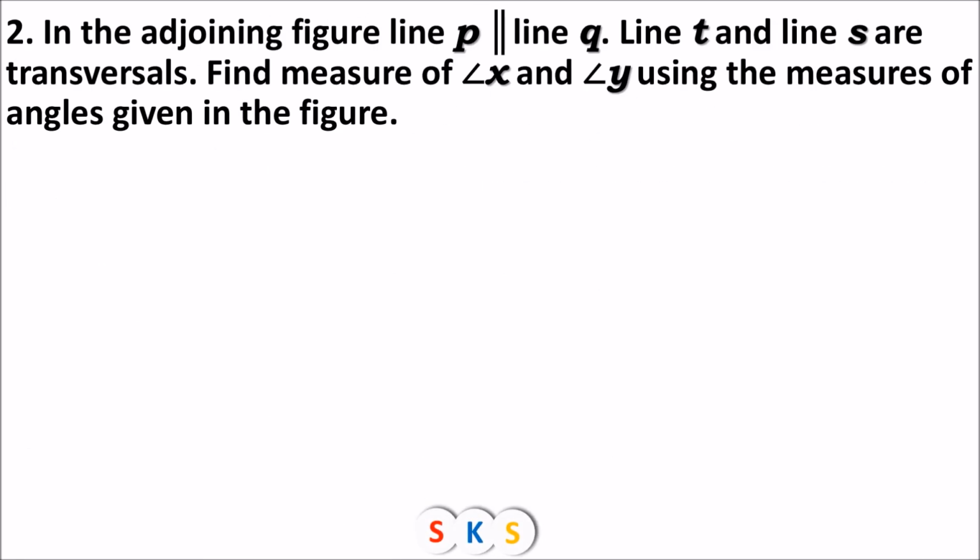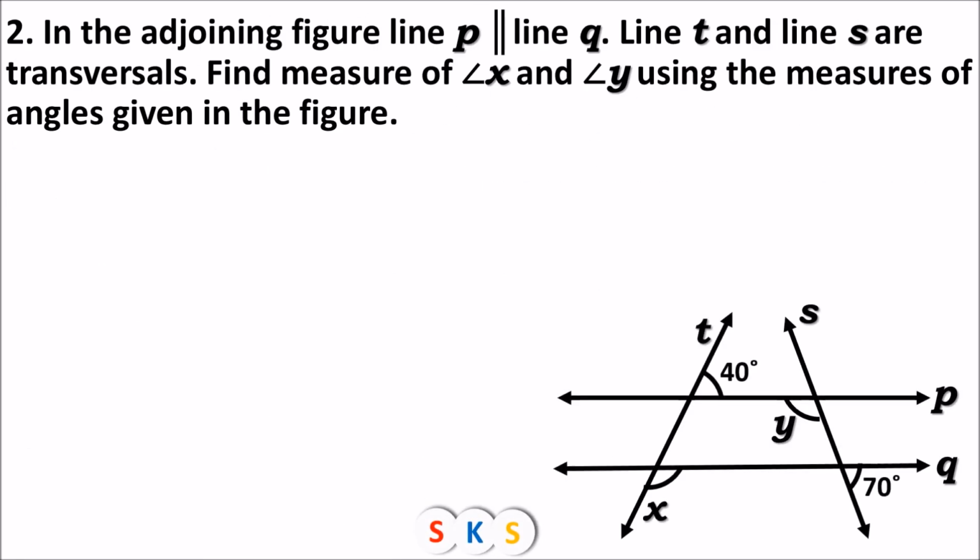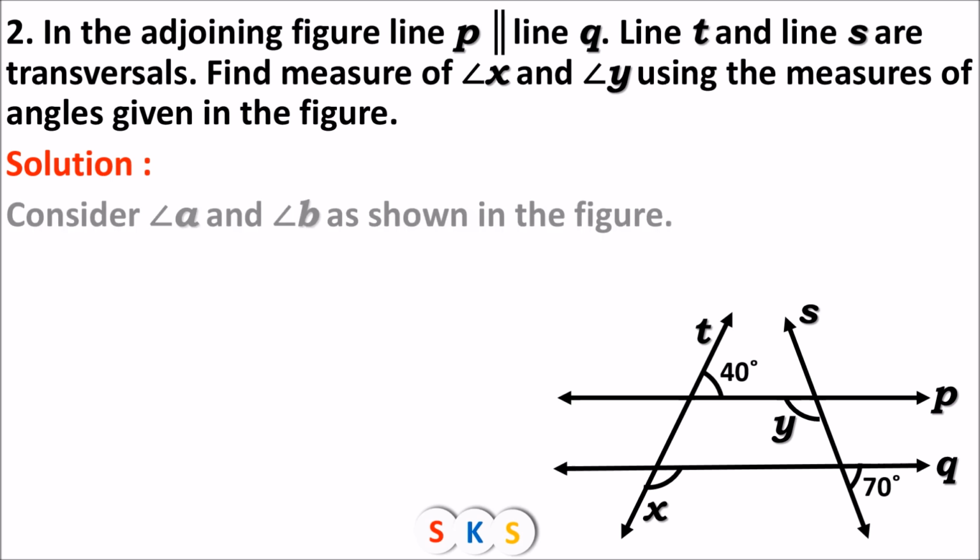Now here we have main question 2. In the adjoining figure, line P is parallel to line Q, and line T and line S are transversals. Find the measure of angle X and angle Y using the measures of angles given in the figure. Let's see the solution.